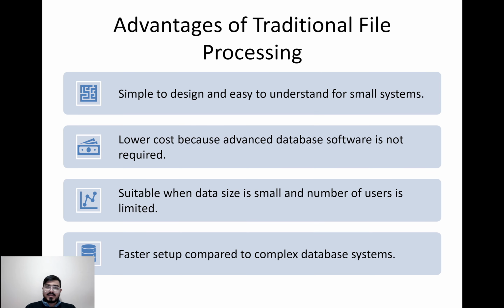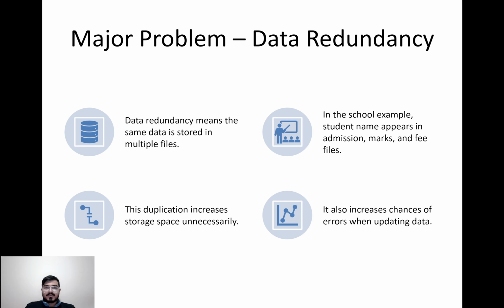Let's talk about advantages. Traditional file processing is simple to design and easy to understand for small systems. It has lower cost because advanced database software is not required. It is suitable when data size is small and the number of users is limited. Also, it can be set up faster compared to a complex database system. So for small works, it can be okay. But for large organizations, it creates many problems. So let's move to the next one.